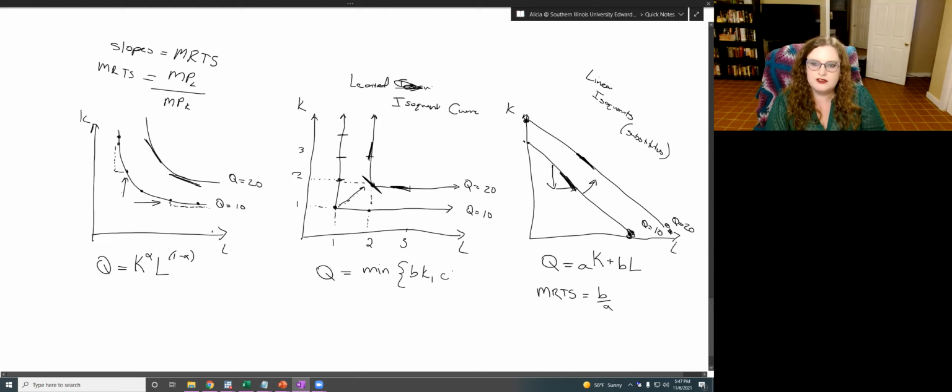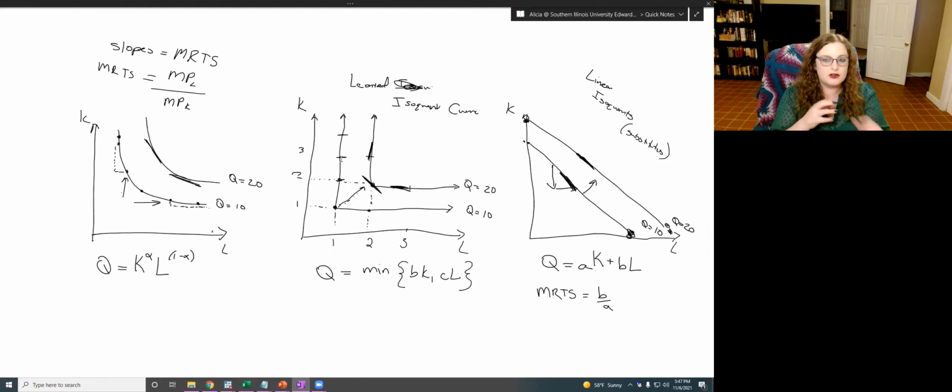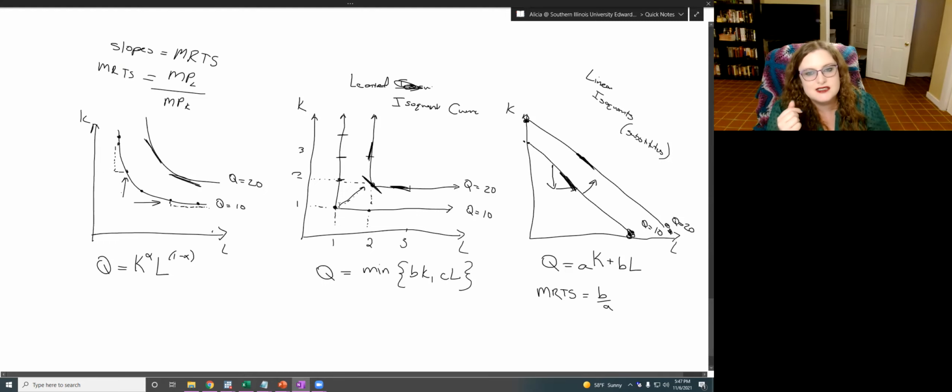BK and CL. So B and C in this case are just the rate at which you can switch it off. In this case, it's 1 to 1. Sometimes it might be 1 to 2, 2 to 1, and so on. So if we have a 1 to 1 relationship, and we have 3 capital inputs and 1 labor input, then we are producing only 10 mugs, because the one that's binding us to this Q equals 10 is the fact that we have 1 laborer, right?